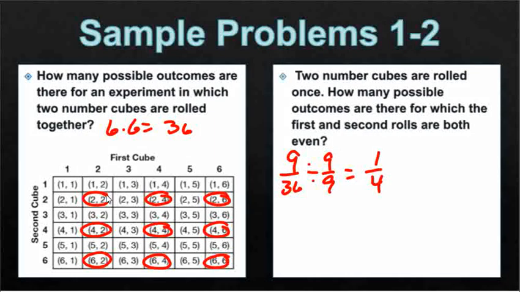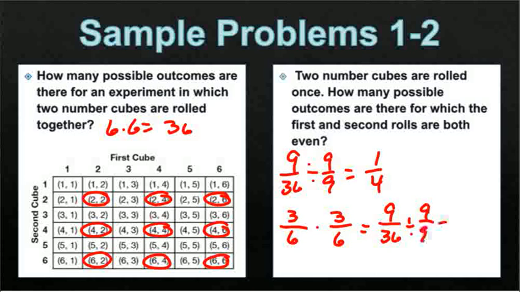Another way is on one number cube, you have 3 even numbers out of 6 choices. The second number cube, you have 3 even numbers out of 6 choices. If I multiply those straight across, you would get 9 out of 36, which reduced would give me 1/4. Or you can think of it as half of the numbers are even on one number cube, half of them are even on the other number cube. That still gives us 1/4. So there's 1 out of 4 chances of you rolling both evens.